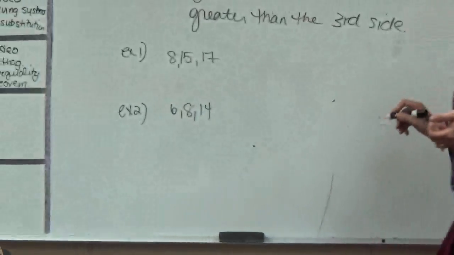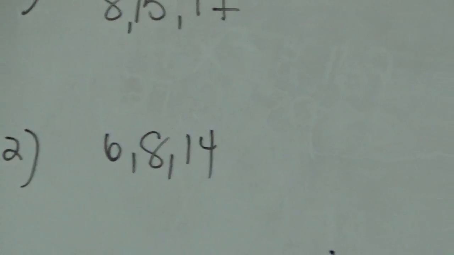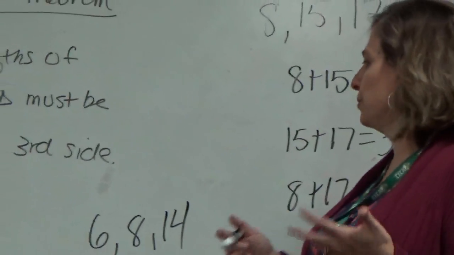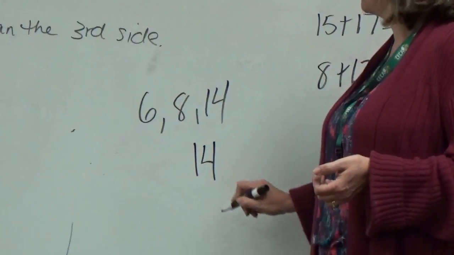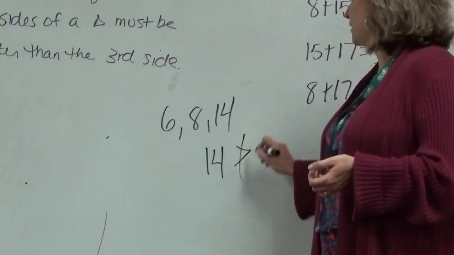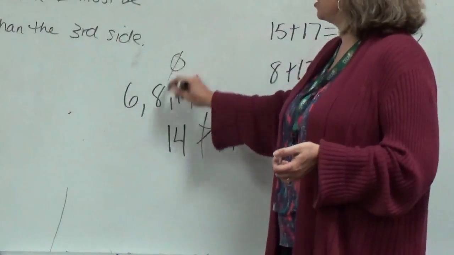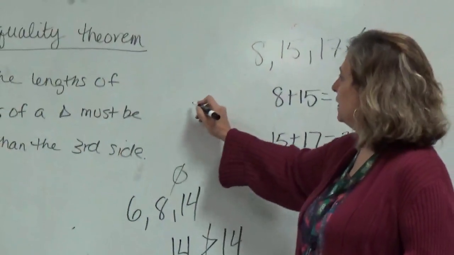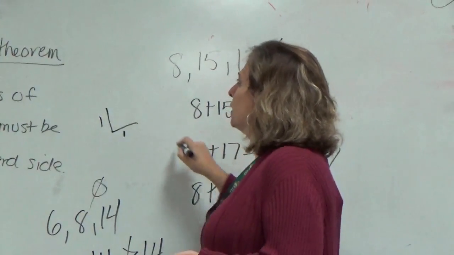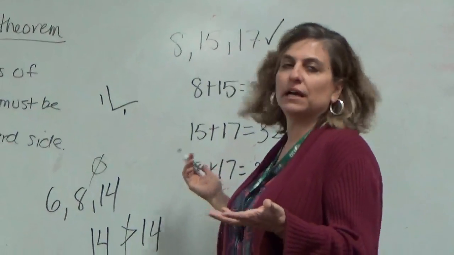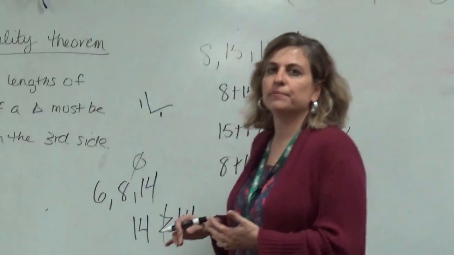Example 2, if you notice, I have 6, 8, and 14. If I wanted to see if that was a true triangle, if I could really do this triangle, if I add 6 and 8, I get 14. But 14 is not greater than 14. You cannot have a triangle with these lengths. This would not work. For example, if I had length 1 on one side and 1 on the other side, and then a really long length, that just wouldn't work. So we're just trying to see if these triangles work.